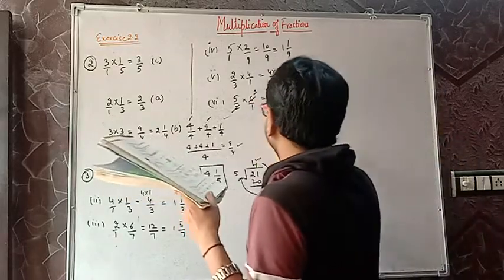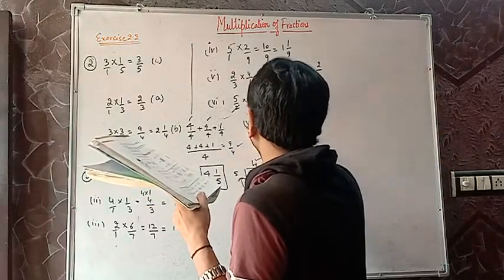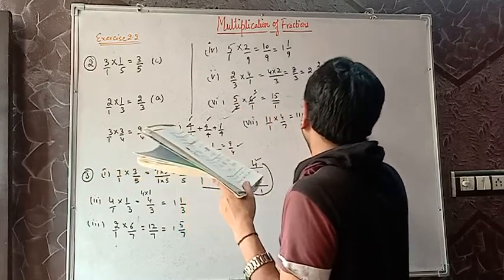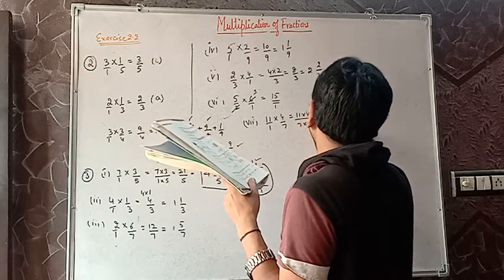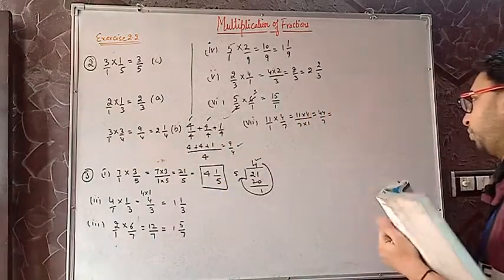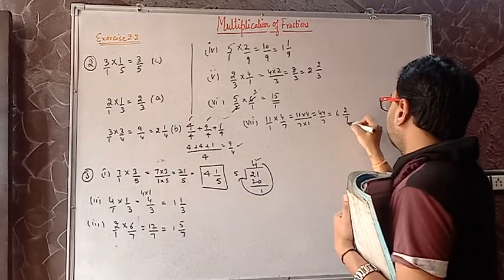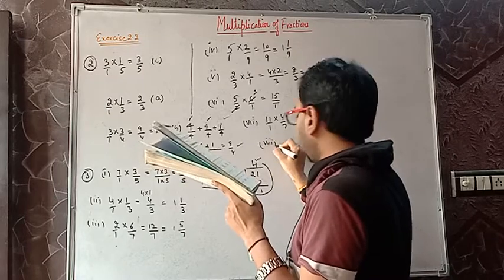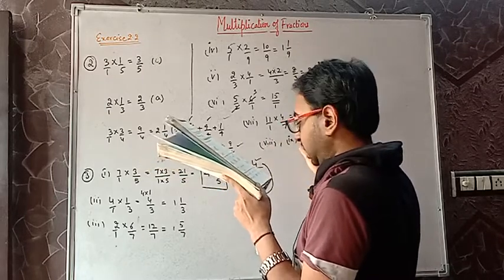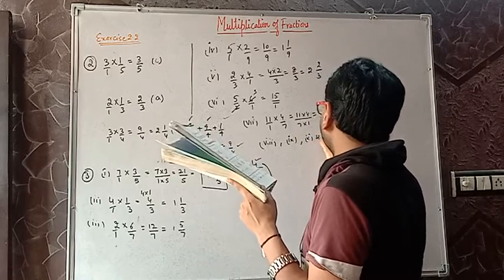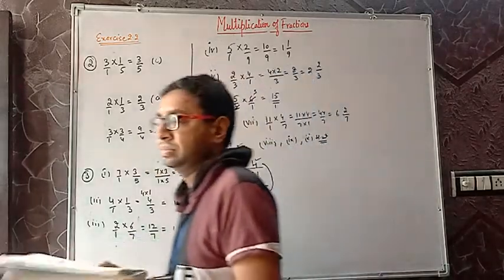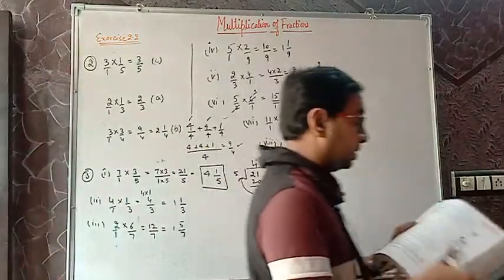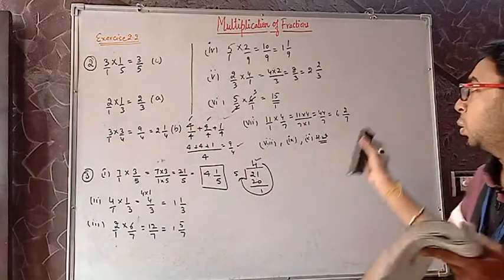Next, sixth part, 5 by 2 into 6, you can cut here, you'll be getting 15. Clear? Seventh, 11 into 4 by 7, again 11 into 4, 7 into 1, 44 by 7. If you see, you'll be getting 6 2 by 7. So can we try? Your homework is to try 8th, 9th and 10th part. It's similar. Clear?